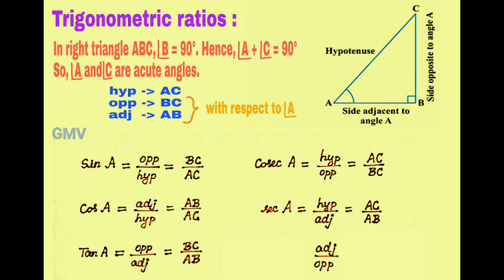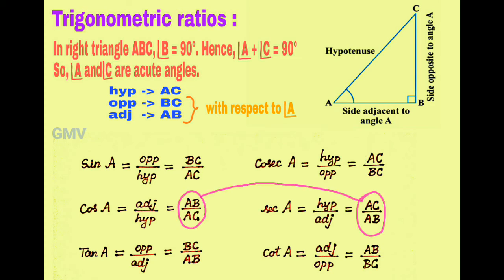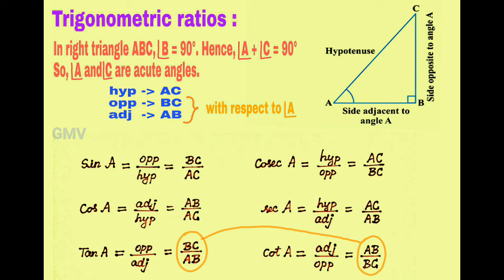The ratio adjacent by opposite is named as cot A, that is cotangent of angle A. With respect to angle A, AB is the adjacent side and BC is the opposite side. Hence, cot A is equal to AB by BC. Observe these ratios. Cosec A is the reciprocal of sin A. Secant A is the reciprocal of cos A. And also, cot A is the reciprocal of tan A.